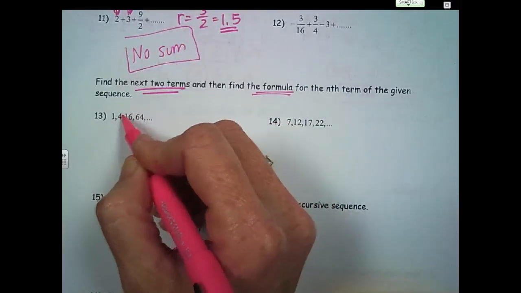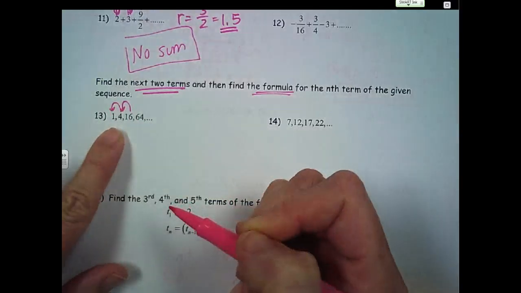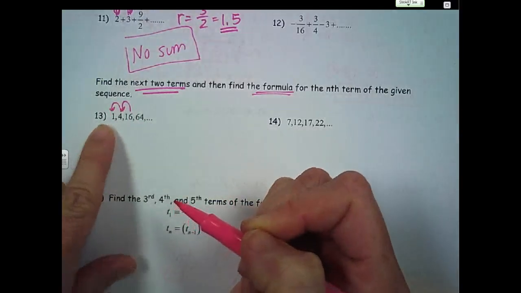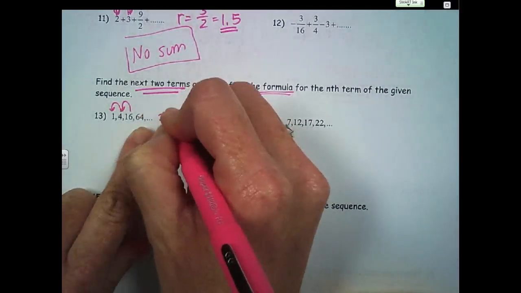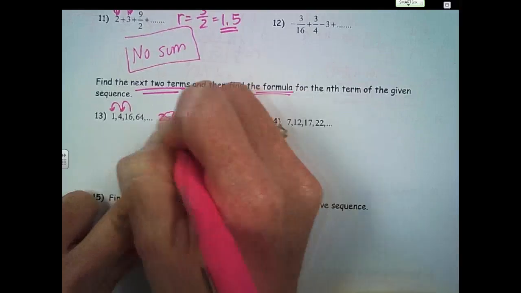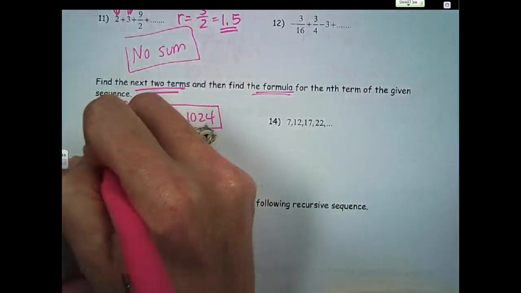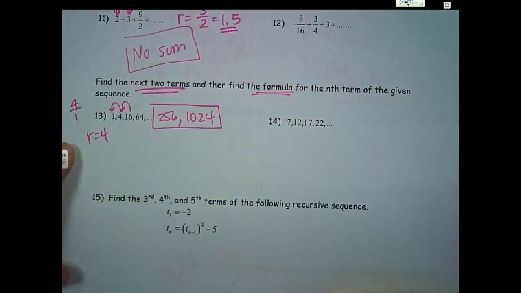Y'all noticed? 4 minus 1 is 3, and 16 minus 4 is not 3, so it's not a common difference. You're actually just multiplying by 4, right? So if I multiply 64 by 4, I get 256. If I multiply 256 by 4, I get 1,024. So we have a common R of 4. You can find that by doing 4 divided by 1, and 16 divided by 4.